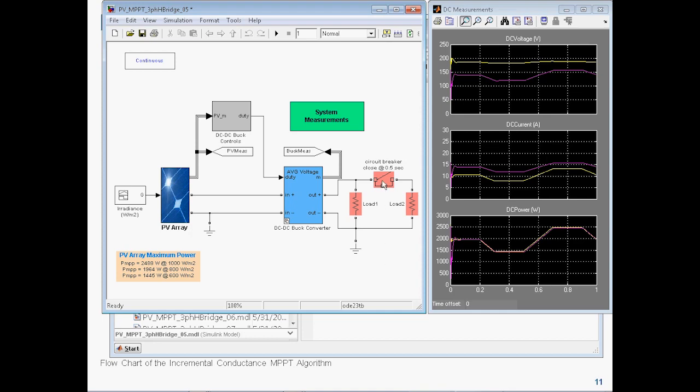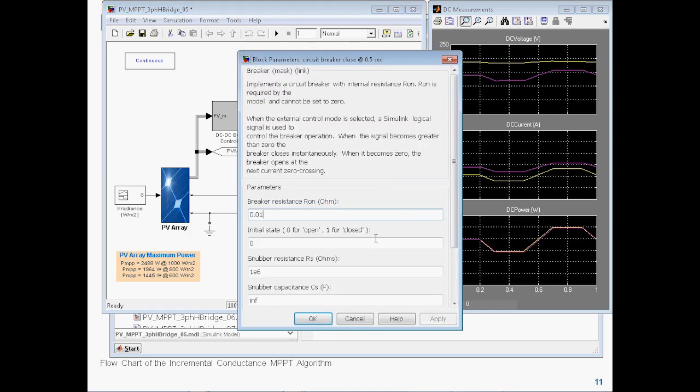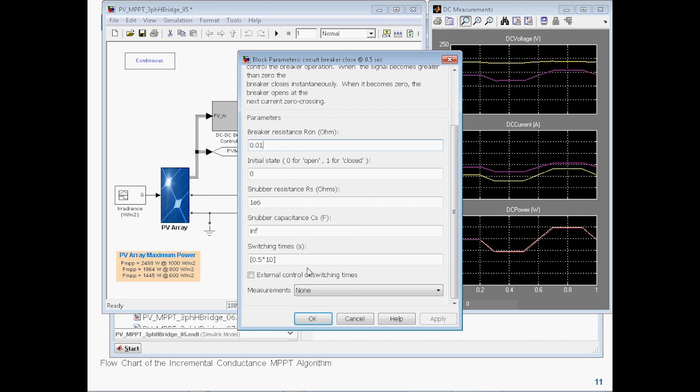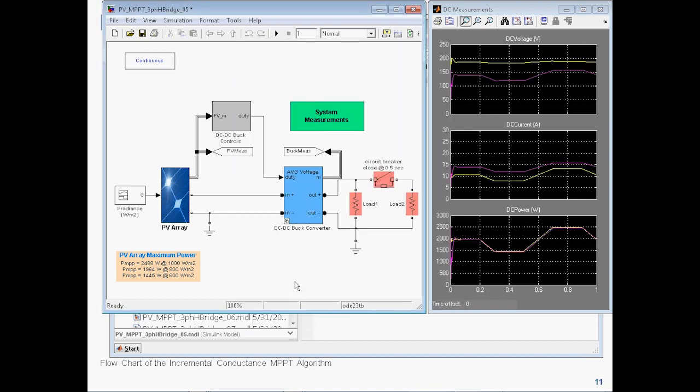I have a circuit breaker here that I can use to make an instantaneous change in the load. Right now it was not activated, so let me turn it on here. At 0.5 seconds, there's going to be an instantaneous change in the load. If I press play, you see the instantaneous change in current and in voltage. There's a little spike here, but notice the yellow line, which is the power coming out of the array. At all points, it's maintained at its maximum.